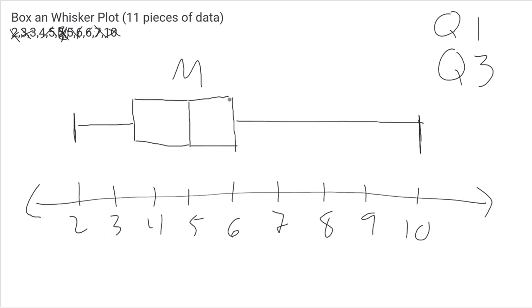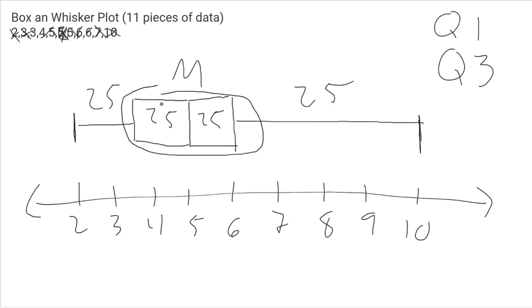Each quarter represents 25% of my data, so 25%, 25%, 25%, and 25%. So in this box is half of the data. Half my data is between 3 and 6. If you look up here, half my data is represented by 3 and 6. Half of it, or 25%, is below the median, and 25% is above it.